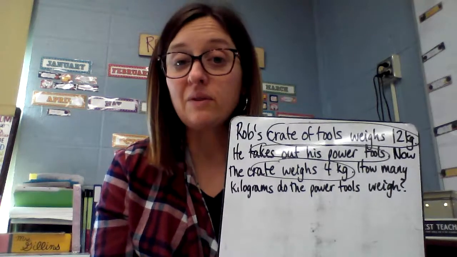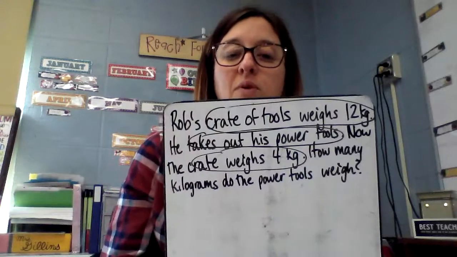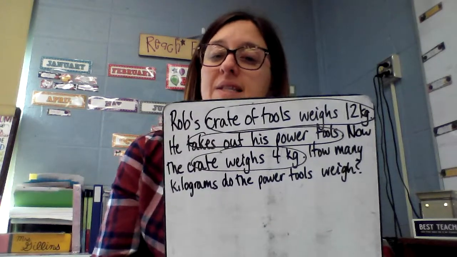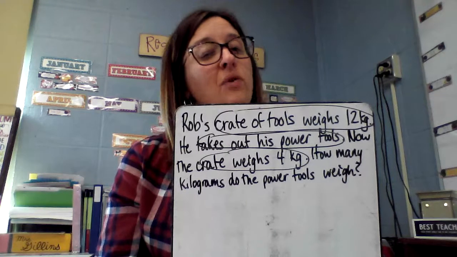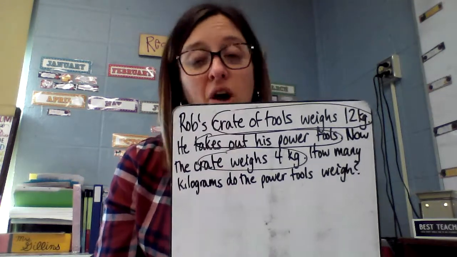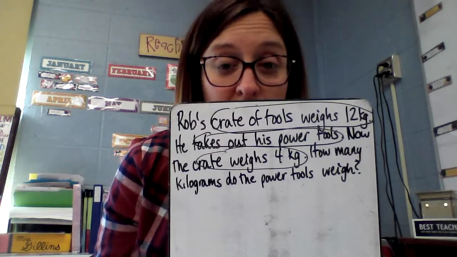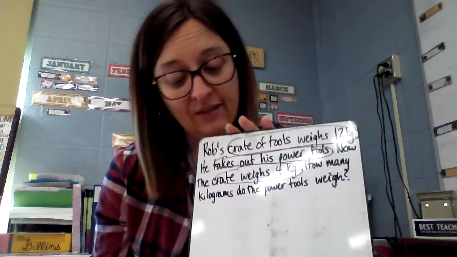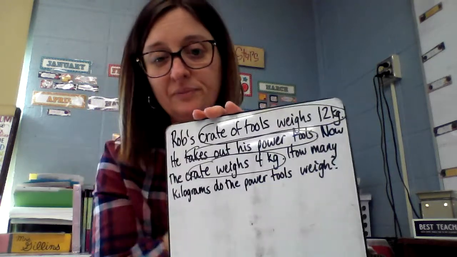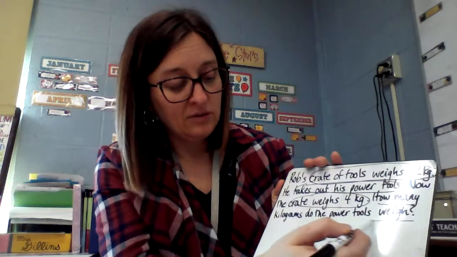Now I'm going to reread it looking for what do I need to figure out. Rob's Creative Tools weighs 12 kilograms. He takes out his power tools. Now the crate weighs 4 kilograms. How many kilograms do the power tools weigh? If I look, I always want to see if there's a sentence with a question mark. So that's usually going to be what I need to do. And if I look very carefully, I can see that I've got a question mark right there. How many kilograms do the power tools weigh? That's what they're asking me to figure out.